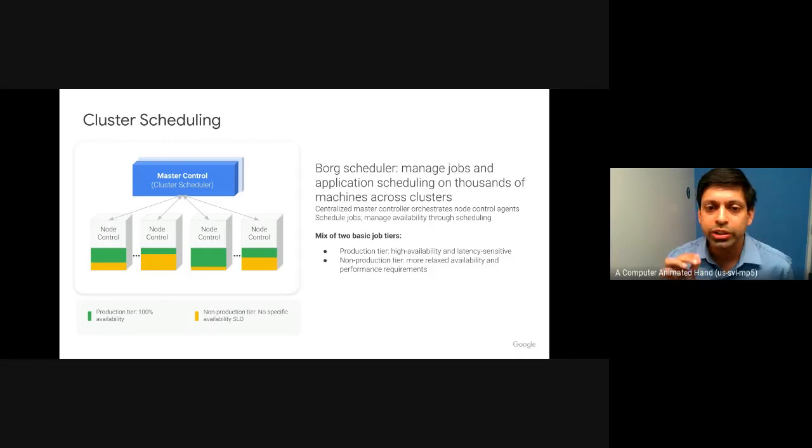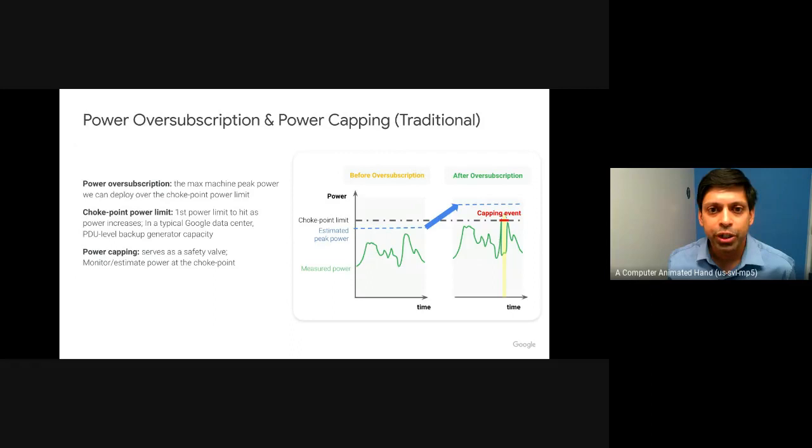Now let's briefly introduce the concept of oversubscription and existing power management efforts, which we call power capping. At a high level, the power oversubscription potential in a data center is determined by the maximum power expected at a choke point. This choke point is the first power limit to hit as the load increases. So consider a circuit breaker trip rating as an example. Typically, the larger the power capacity of the choke point, the more statistical multiplexing that can occur downstream of it from different workloads. More statistical multiplexing also means reduction in the peak power at the choke point, thus a larger oversubscription potential.